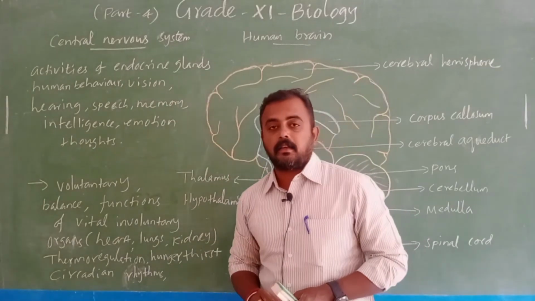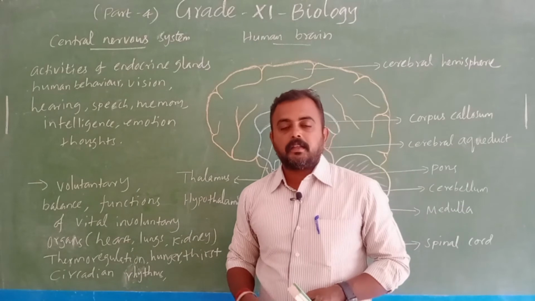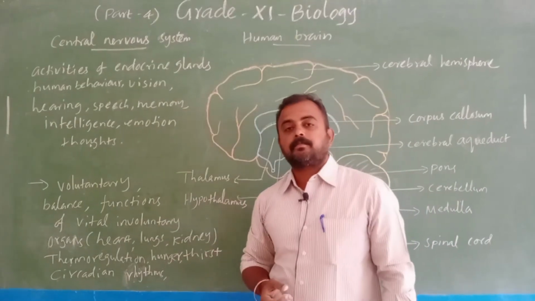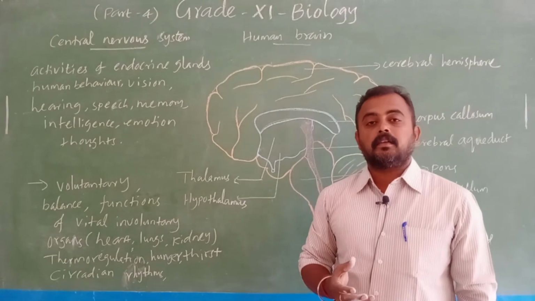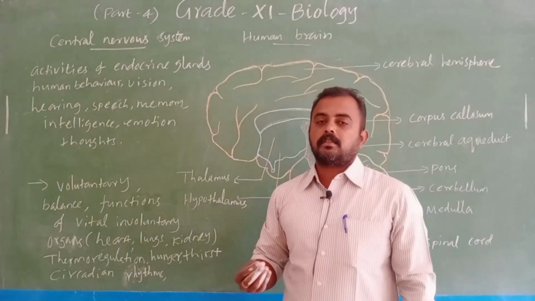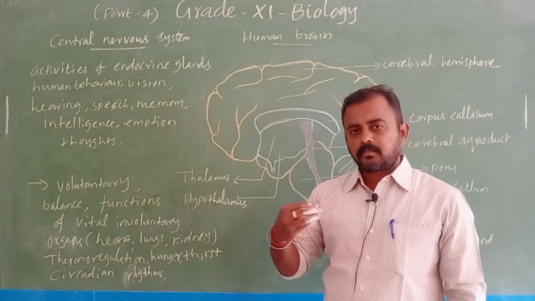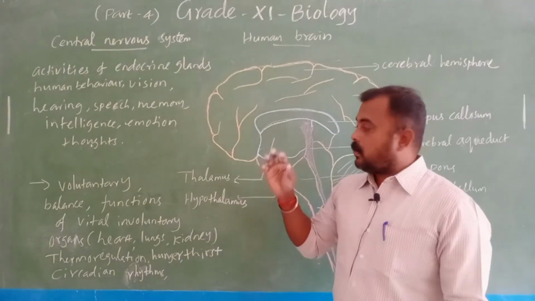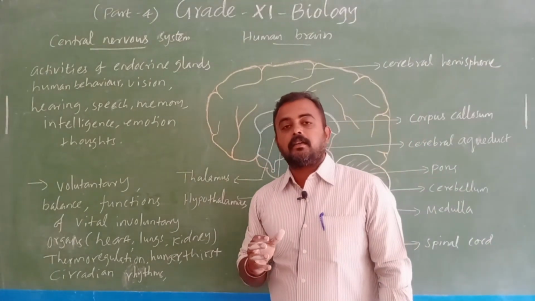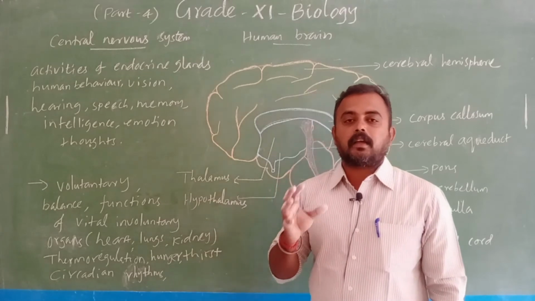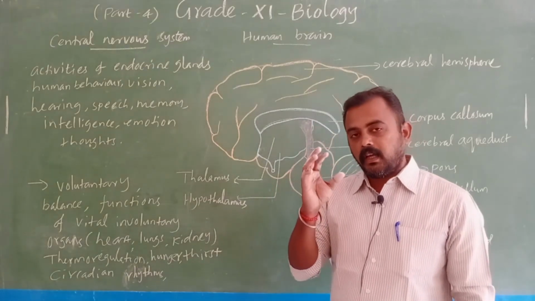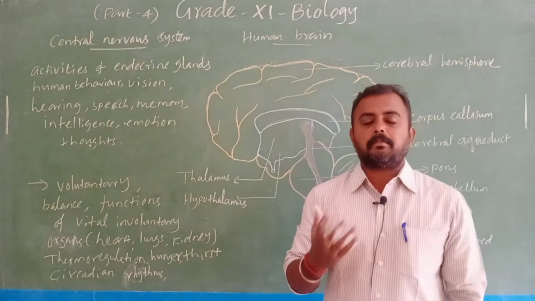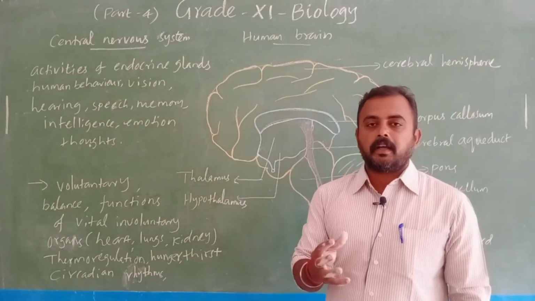Activities of endocrine glands. We have the endocrine system, with different kinds of endocrine glands. Examples: pituitary gland, thyroid gland, thymus gland, pancreas, adrenal, testes, ovary. These glands are controlled by our brain, because here only we have the pituitary gland. It is the master of the endocrine glands. That gland regulates them. We have several behaviors that are controlled by our brain.